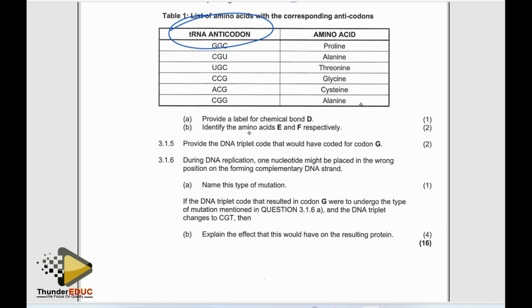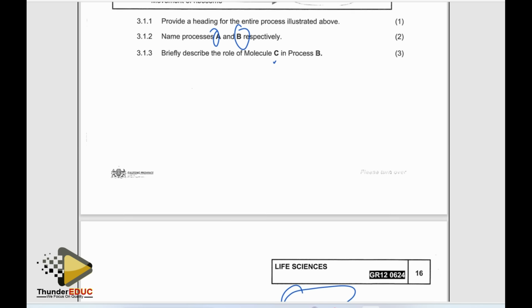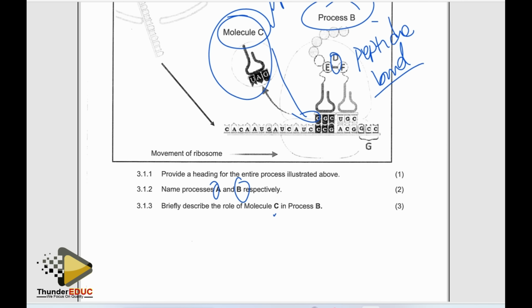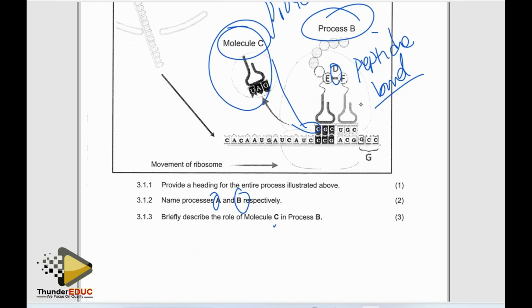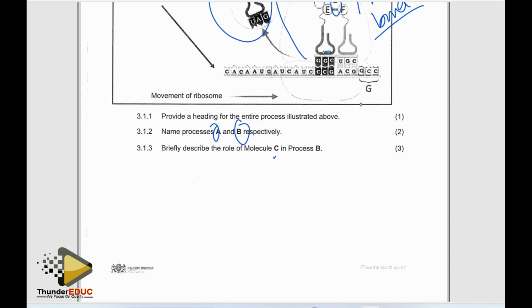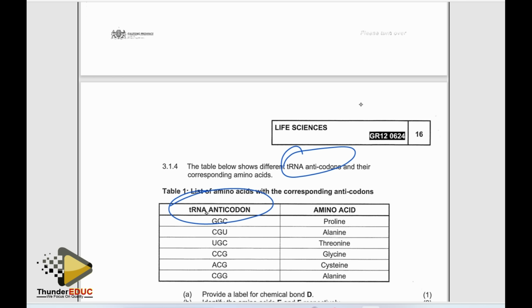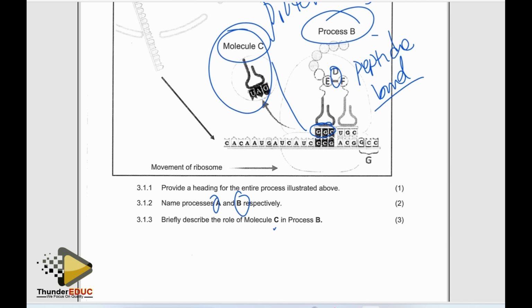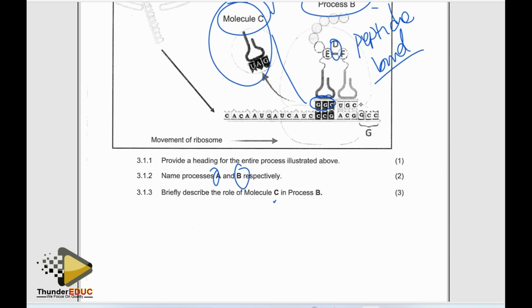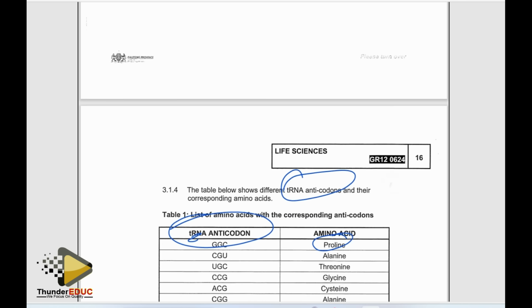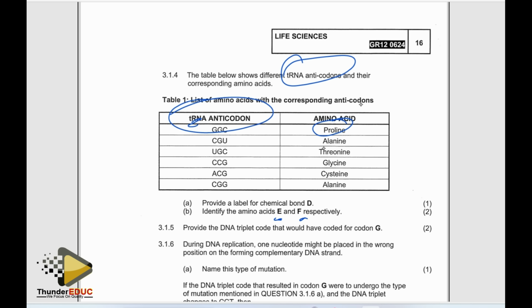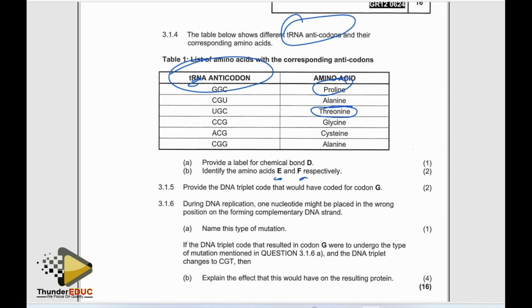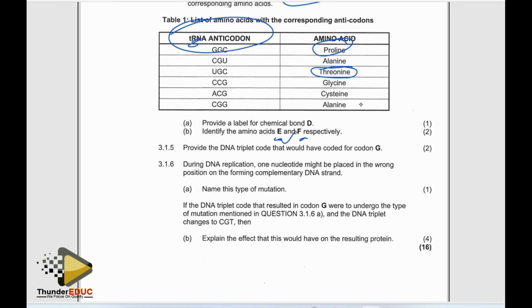Identify the amino acid E and F. When you come back here, we see E. Since E has the transfer RNA already, I'm just going to quote from there. It is GGC. I quote that because they said this table here is transfer RNA. So GGC is proline. So E is proline, and F is UGC. I come back here, I look for UGC. UGC is threonine. So that is the answer for that.